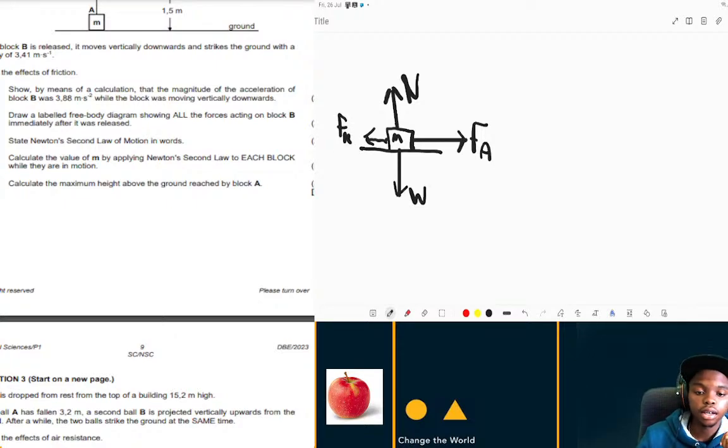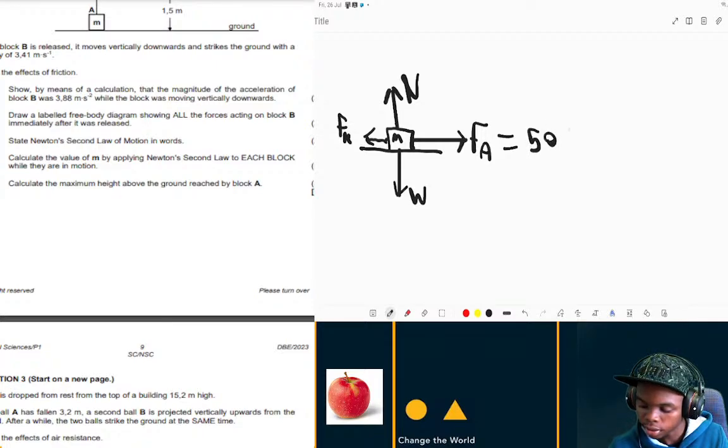So let's say they tell us that the block is moving to the right, and they tell us that it's moving at a constant velocity, and then they give us the force. Okay, that there's 50 newtons force applied to it.